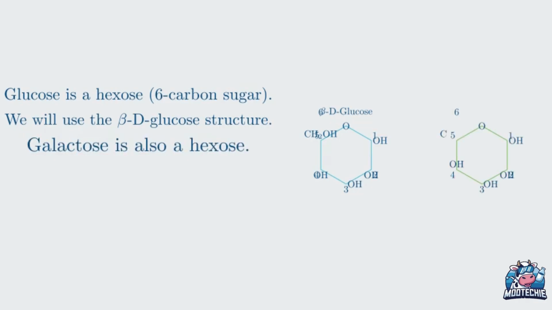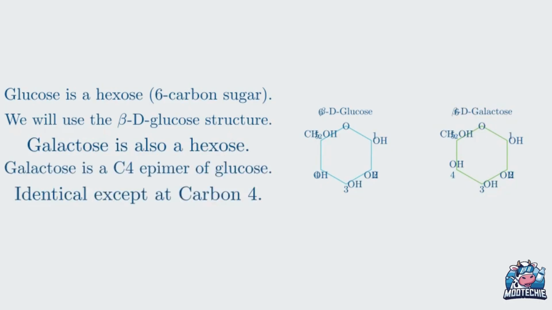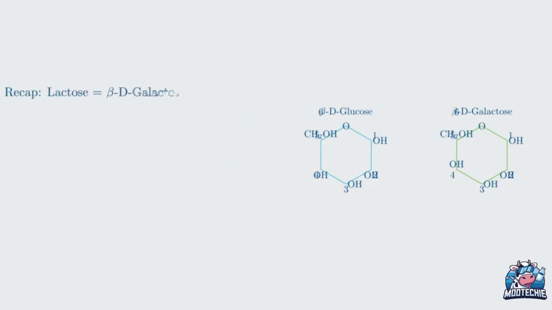Next, let's examine galactose. Galactose is also a hexose and is structurally very similar to glucose. If you compare the structures of glucose and galactose, what do you notice? Galactose is a C₄ epimer of glucose. This means they are identical in every way, except for the configuration around carbon number 4. In glucose, the hydroxyl group on carbon 4 is in the equatorial position, but in galactose, it's in the axial position, meaning it points straight up. This small difference has profound effects on the molecule's properties. So, to recap our first objective, lactose is made of 1 unit of beta-D-galactose and 1 unit of beta-D-glucose.